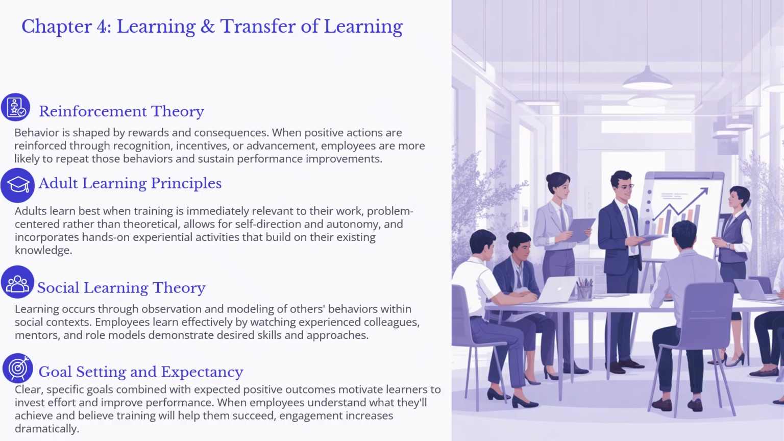Now, when we jump into Chapter 4, this shifts our focus to learning and transfer of learning. It's not enough for employees to learn during training, they need to apply it, specifically on the job. And this chapter explores how people learn and what helps them retain and use these new skills. You as an HR professional or a leader need to understand how people learn, which is the essential foundation to design effective training programs.